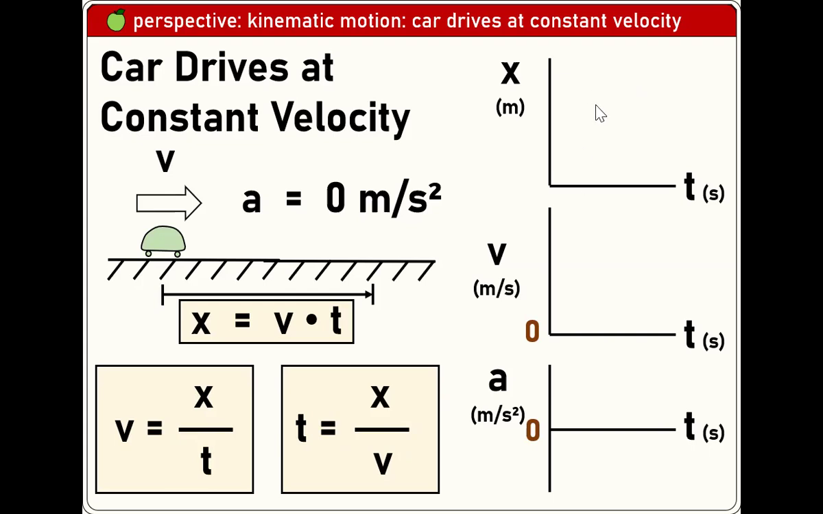Can you guys draw those graphs? Go ahead, since you guys got your notes up. Draw those graphs real fast. So I got distance versus time, velocity versus time, acceleration versus time. I think you guys might be able to figure these out. What are those graphs going to look like?